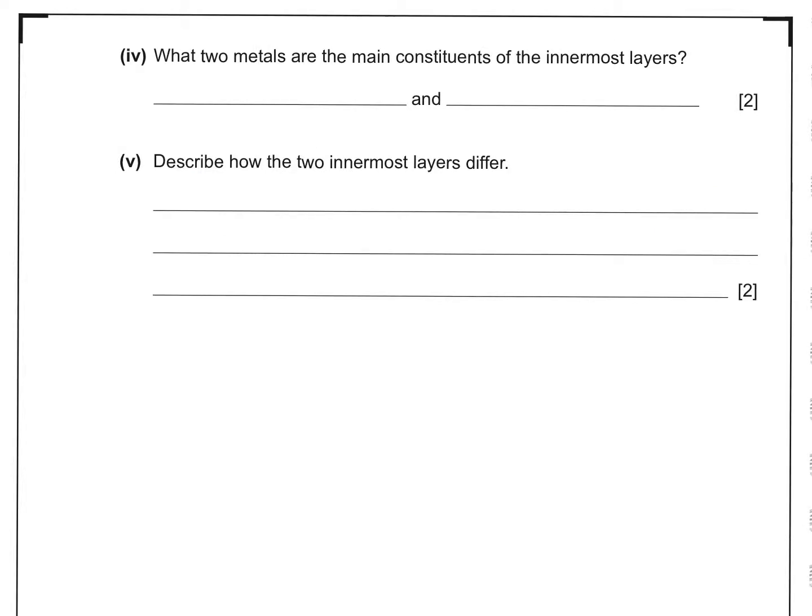Part 4, what 2 metals are the main constituents of the innermost layers? And that again is just straight bookwork of iron and nickel. And part 5, describe how the 2 innermost layers differ. And what's unusual here is that the outer core is liquid, but the inner core is solid.